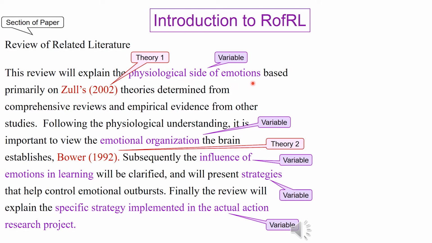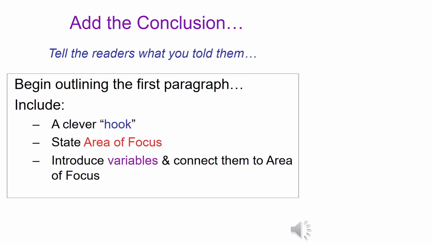So theory 1, theory 2, variables are highlighted here. You can see the theory, the variables. What are the variables? Like the physiological side of emotions. That's a variable. And for example, theory 1, Zool, 2002, he has highlighted his theories. So like that. And the conclusion part, tell the readers what you told them.